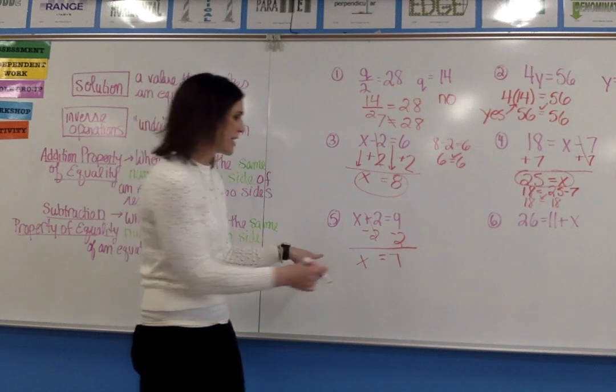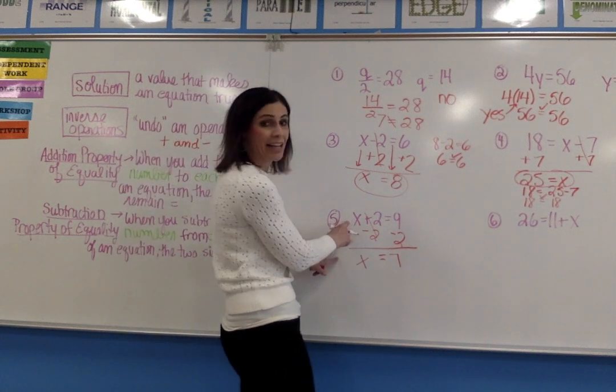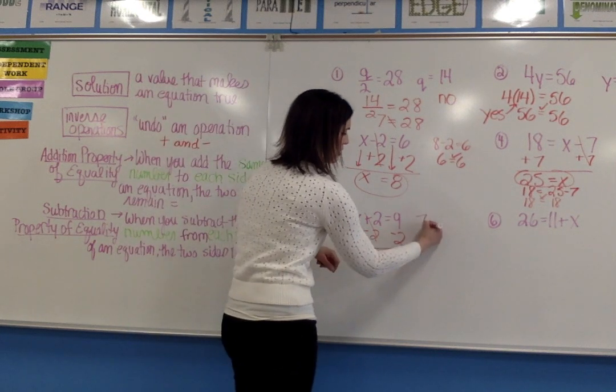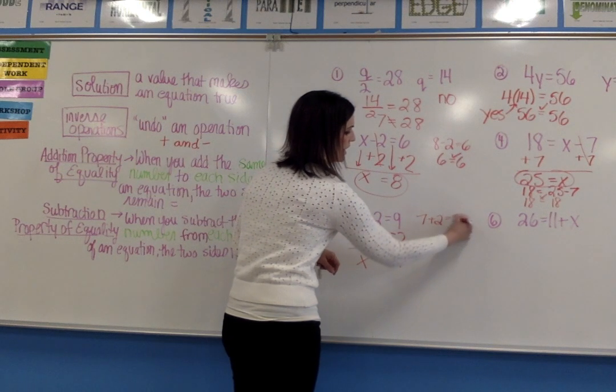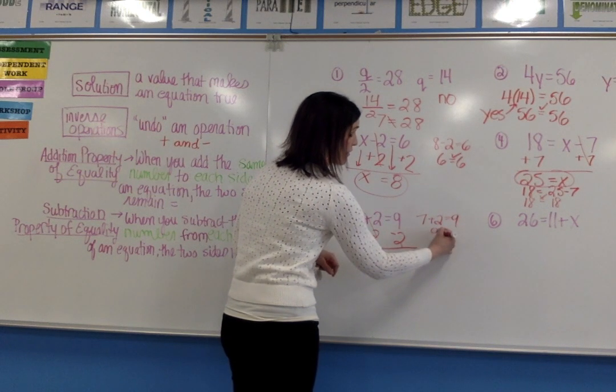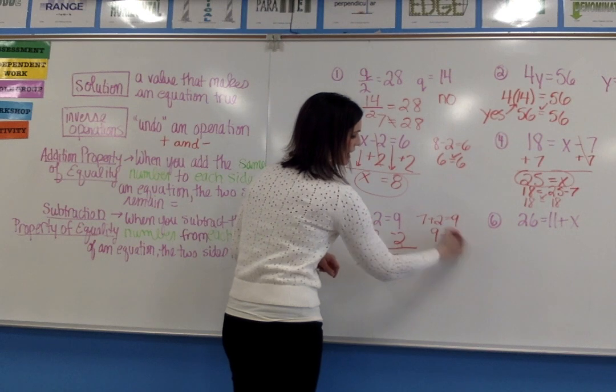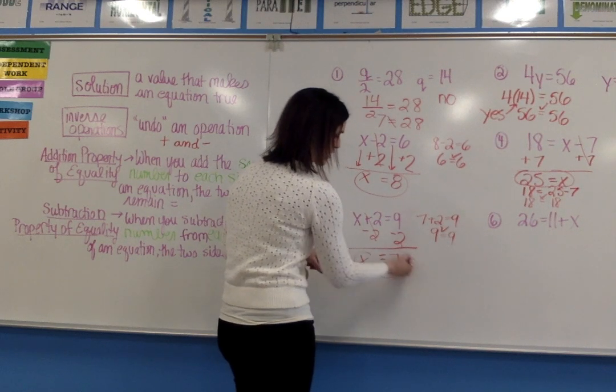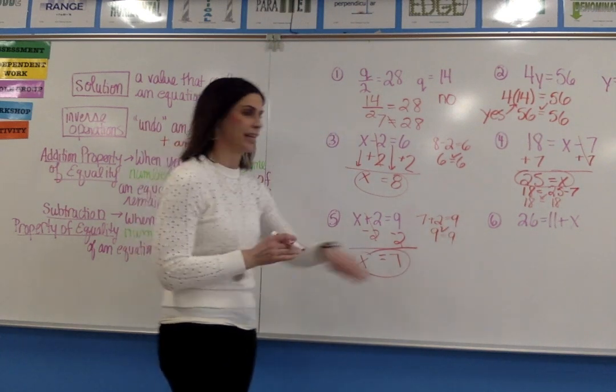Again, I'm going to check my solution. So I put 7 back into the original equation. So I have 7 plus 2 equals 9. 7 plus 2 is 9, and 9 equals 9. So I know that I solved the equation correctly.